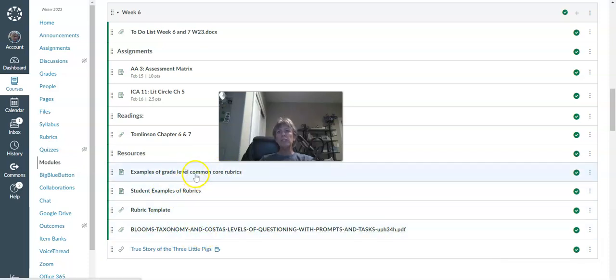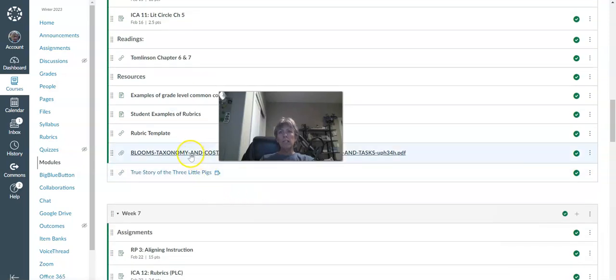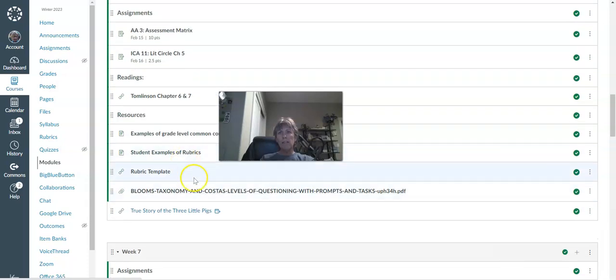There's resources here, so there's examples of grade level Common Core rubrics. So for those of you that are doing the reading, literacy rubric from the Common Core, or if you're in English language arts for secondary, these would be helpful. You might even be able to, if you're in social studies, find a rubric that fits. There's also some student examples of rubrics here. There's a template to use. Here's another copy of the Bloom's taxonomy and Costa's levels. Remember, you're going to want to think about as you're designing your rubric to address multiple levels of thinking.